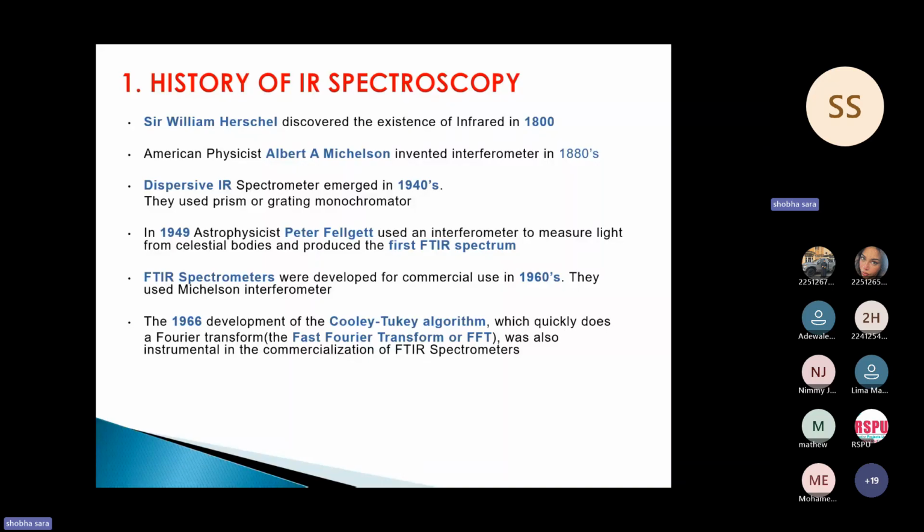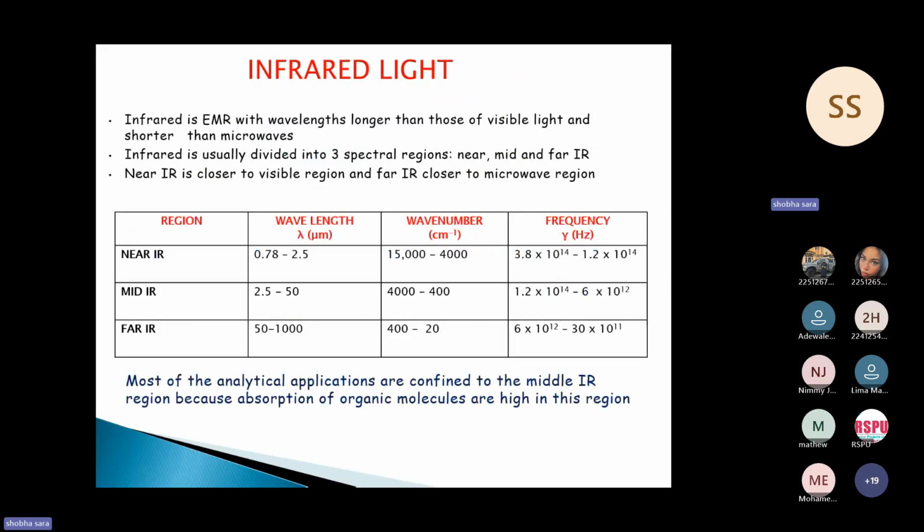By 1966, the technology advanced. They used fast Fourier transform, and it was commercialized. This is the short history of FTIR spectroscopy. Now let's come back to the infrared light. Infrared light, I showed you, lies between the visible light and the microwave region.